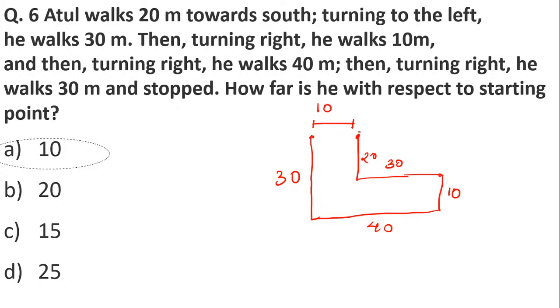See, just go step by step. Atul walks 20 meters south, then takes a left turn. So left turn will be this side. Then walks 30 meters and turns right. After turning right, he walks 10 meters and then again he turns right and walks 40 meters, and then again he turns right and walks 30 meters. So he's actually just 10 meters from the starting point. Okay.